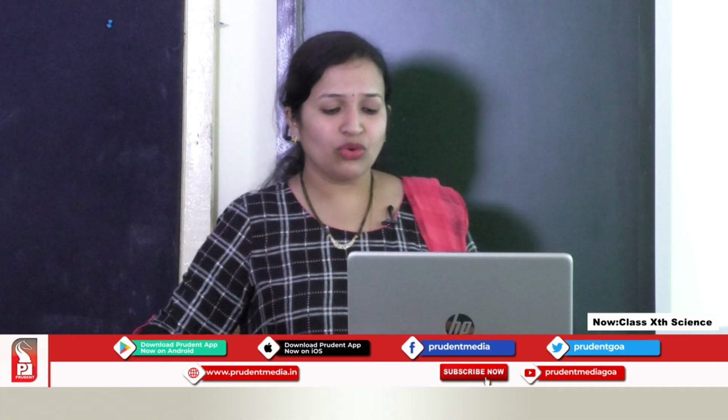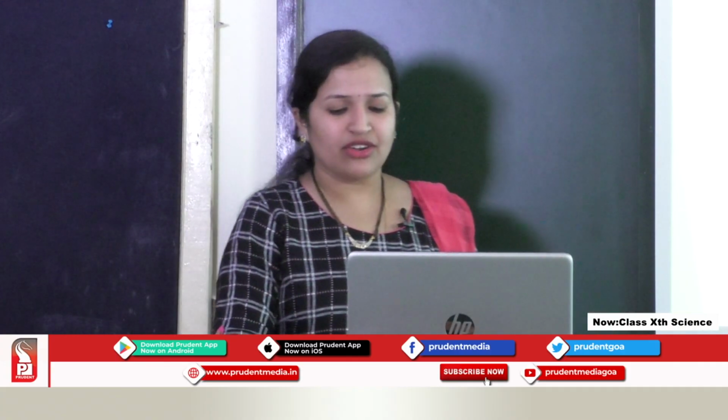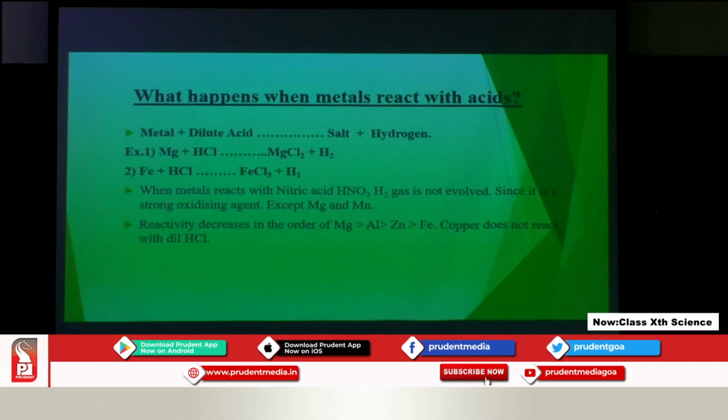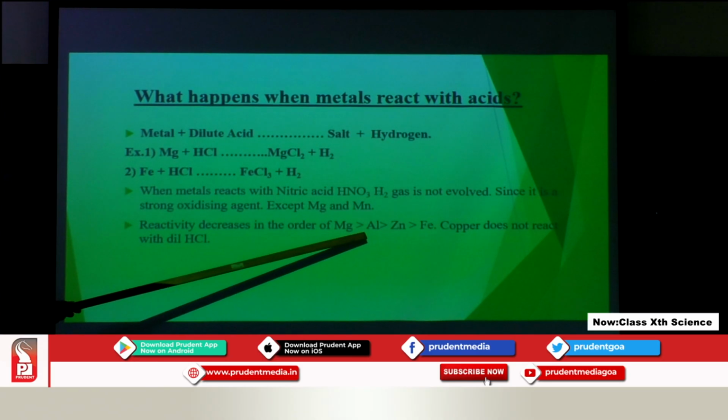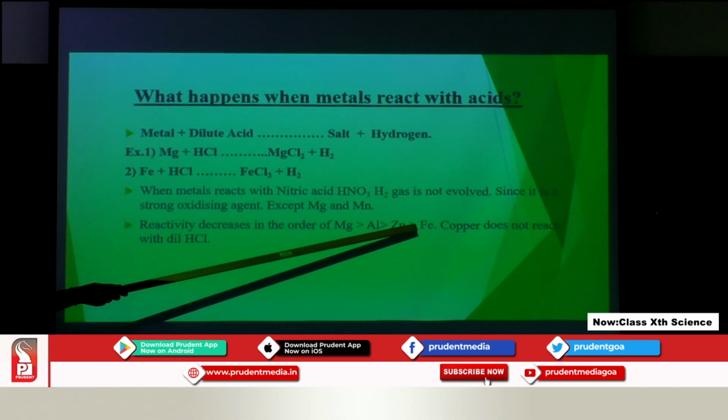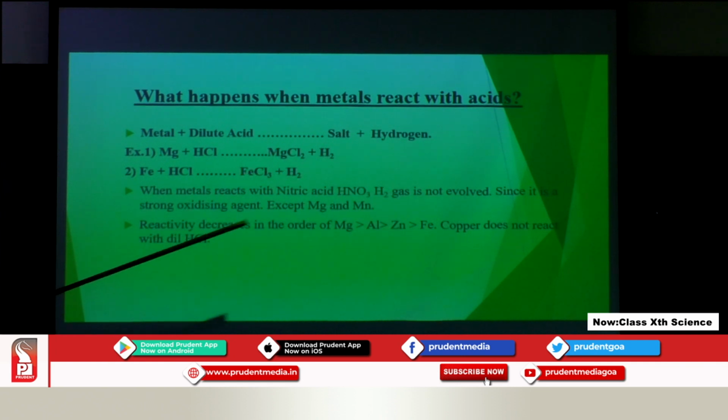Copper has no reaction with the hydrochloric acid. So, the reactivity decreases in this order: magnesium is more reactive, aluminum is a little less, then lesser is zinc, iron is lesser than zinc, and copper will not react with hydrochloric acid.